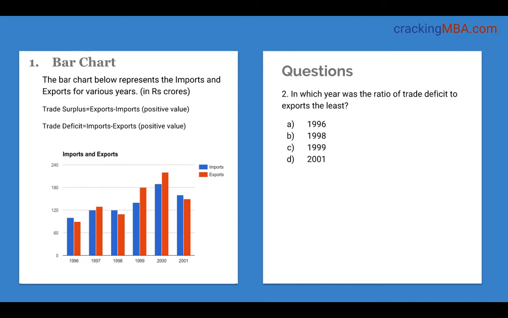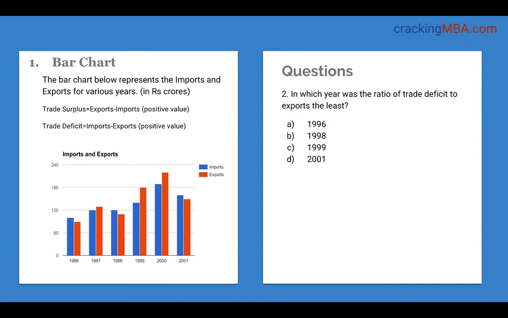Let's now look at the next question, which says, in which year was the ratio of trade deficit to exports the least? Here, again, we need to see the definition of trade deficit, which is nothing but the difference between imports and exports. So we're asking when the ratio was the least. We just look at this again. This is a question of visual analysis. Don't jump to writing numbers on the paper when it's not required.